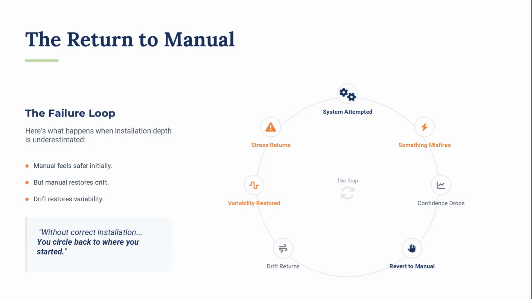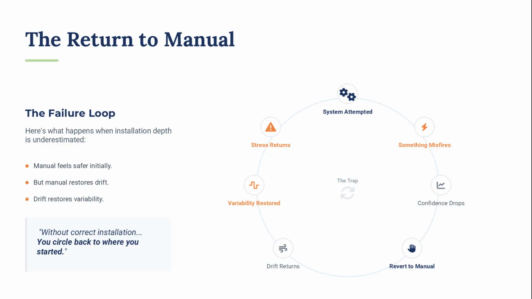At first, the system is attempted. New tools, new processes, new intention, and initially, it feels like progress, because nothing breaks. But the system doesn't fail clearly. It fails quietly. Then something small misfires. A message doesn't land right. Timing feels slightly off. The team hesitates. And confidence drops. Not all at once, but enough. And in that moment, manual feels safer.